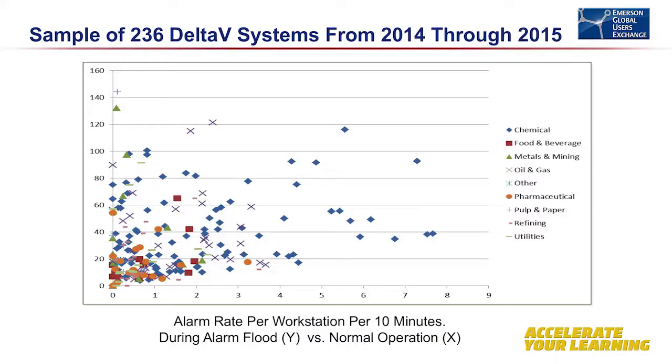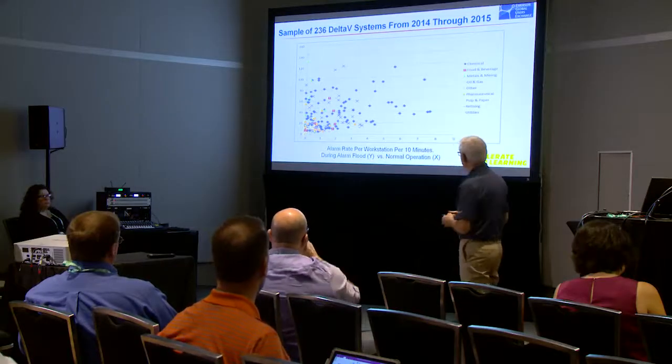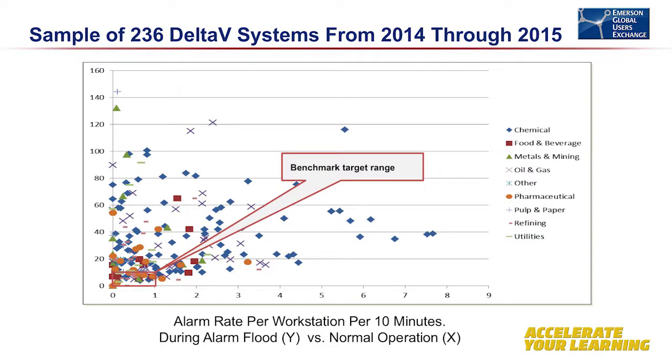Using those complementary reports, we graphed some of the performance that we saw on systems in 2014 and 2015. What you're looking at here is a scatter diagram where each dot represents a particular system where we did an alarm analysis. And I broke it out by industry because that can be kind of interesting as well. Now, what you're seeing here on the horizontal axis is the number of alarms that come in during a 10-minute period when you're not in an alarm flood.